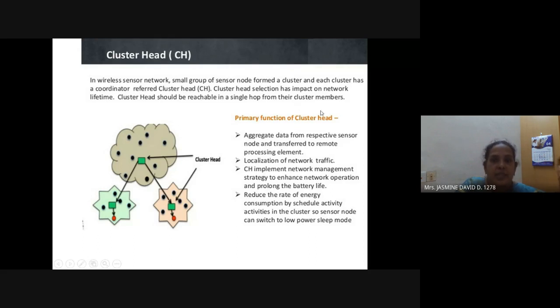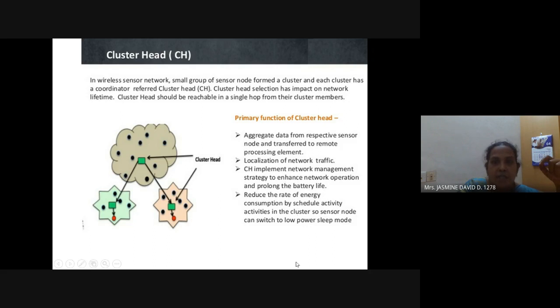The cluster head should be reachable in a single hop from its cluster members. Assume that this green node is the cluster head. That means every node should reach the cluster head with a single hop. That is the condition: the cluster head should be reachable in a single hop from its cluster members.